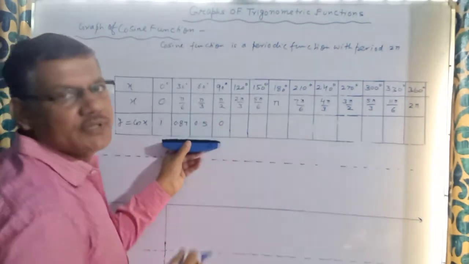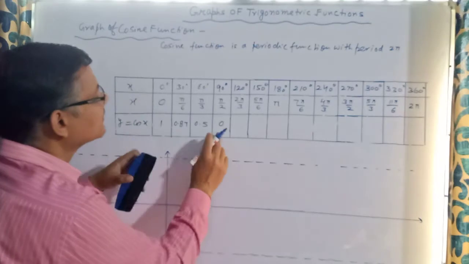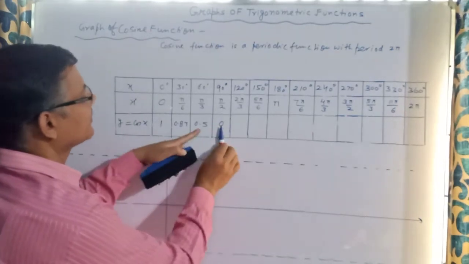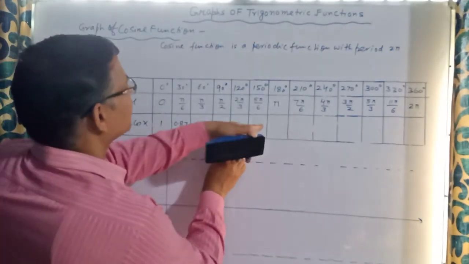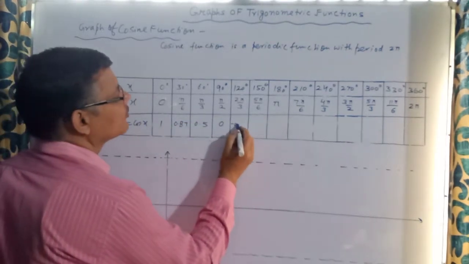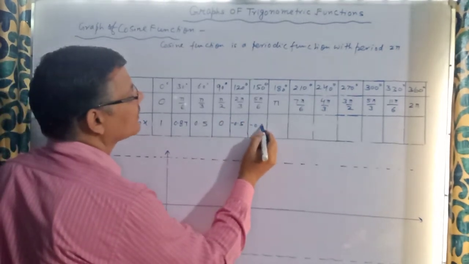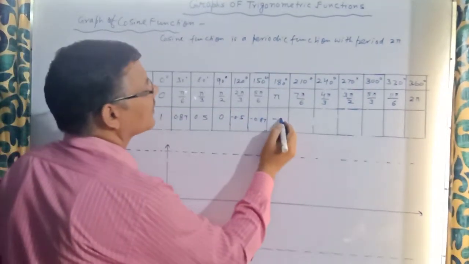Now in the second quadrant, is cosine positive or negative? Negative. So that's why the values repeat. This is 0, fix it. Now it comes here, here, and here. Or you may calculate. So here we get minus 0.5. Now it comes here, minus 0.87. It comes here, minus 1.